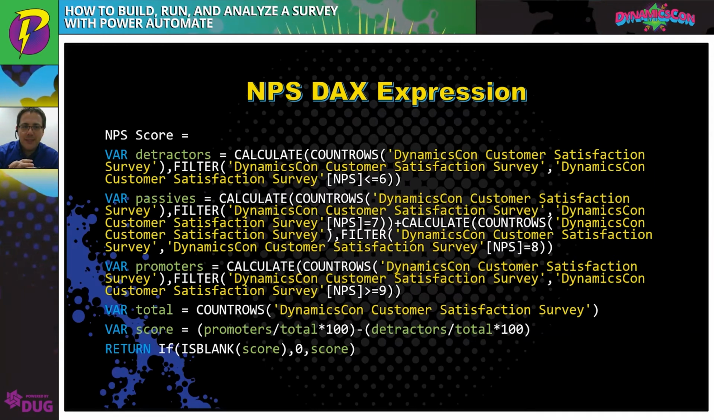So I just put in this DAX expression. If you're using NPS, this is the DAX expression that I use to calculate NPS score. So hopefully that's helpful to you. You can copy and paste it and change the table references, and it should work for you. But you'll have a chance to get that after the presentation.